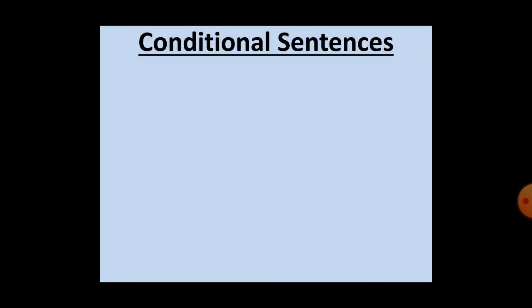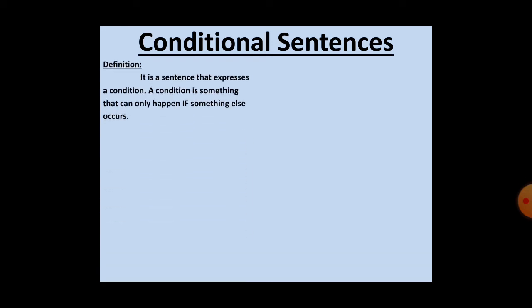Here comes our conditional sentences. What are conditional sentences? It is a sentence that expresses a condition. A condition is something that can only happen if something else occurs. So basically this is the correct formula or criteria of using conditional sentences. When a clause is dependent on another clause in order to complete its meaning, that combination of two clauses is called conditional sentences.